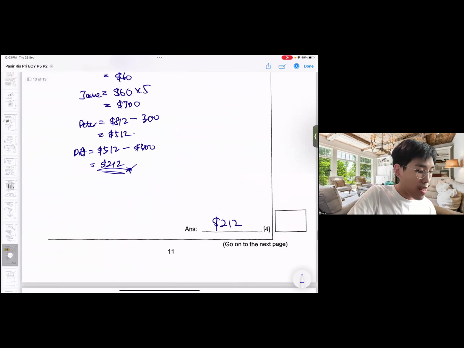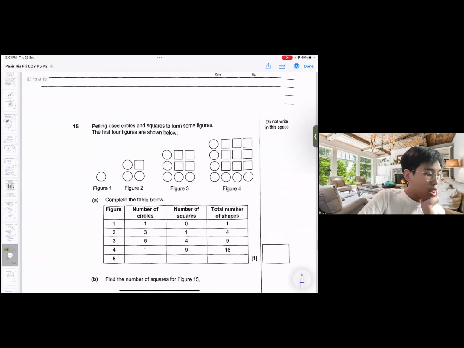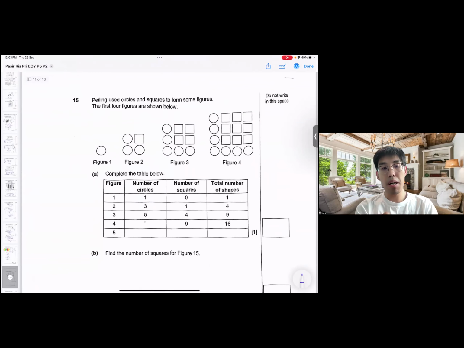Okay, so let's move on. Question 15. Number patterns. Number patterns are important. There's a few things you need to take note of, a few sequences of numbers that we take note of.